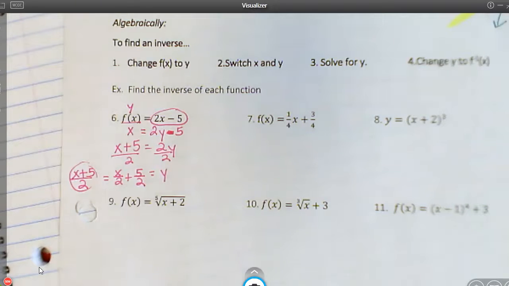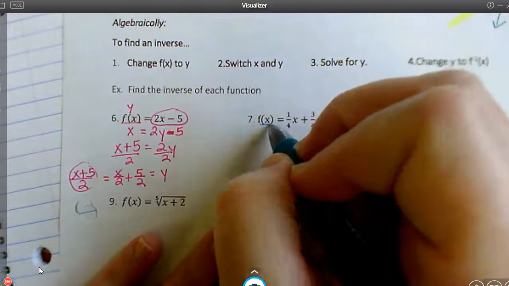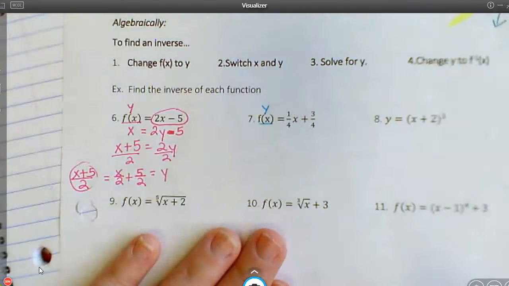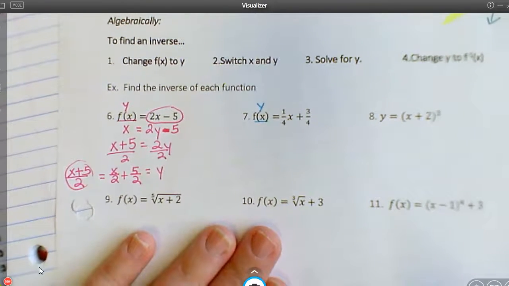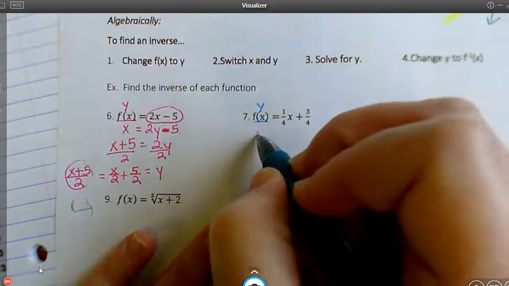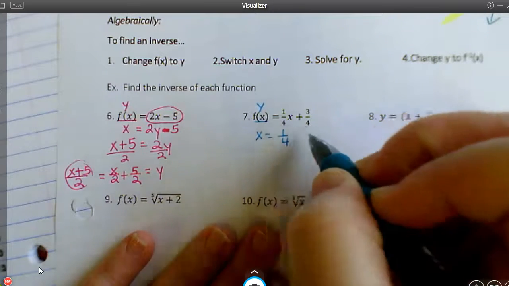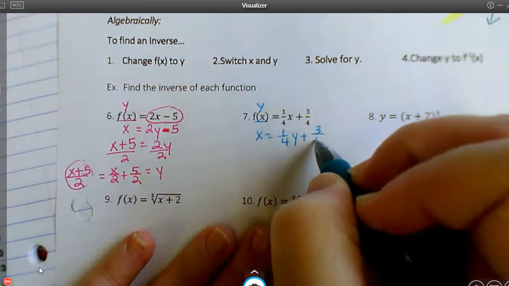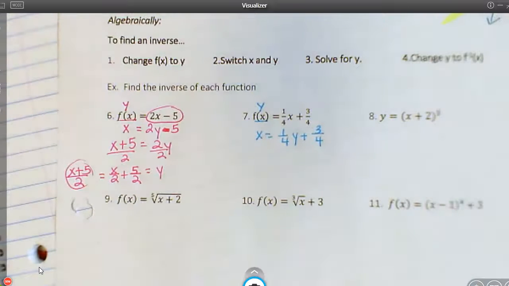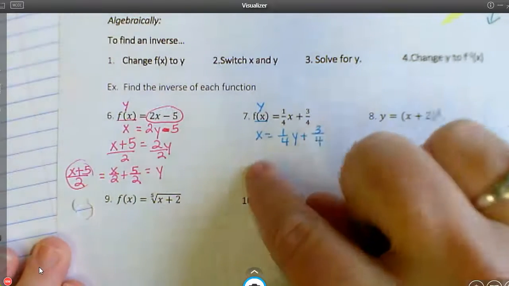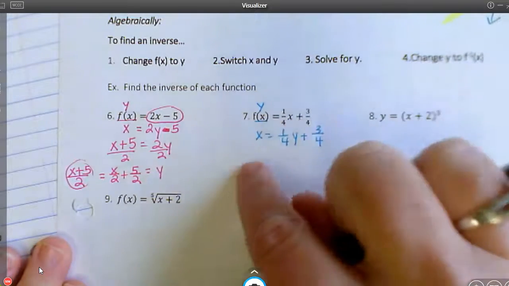The next one's a very similar kind of problem. Remember that f of x is really y. So our first step is to switch x and y. So y becomes x, and x becomes y. Going to get y by itself. So I'm going to move this 3/4 over here to the other side. I want to subtract 3/4.